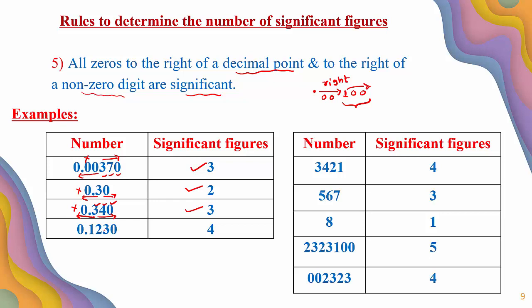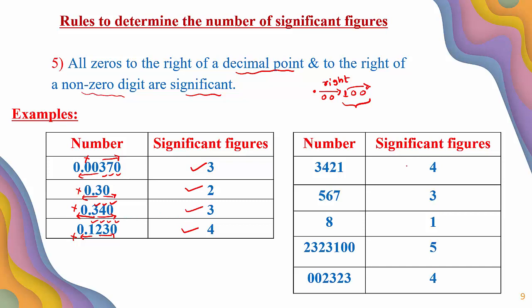In the last example, 0.1230. The first digit is 1. This is non-zero. On the left side, it is not considered. Right side, we can consider the 0. So, totally there are 4 significant figures.